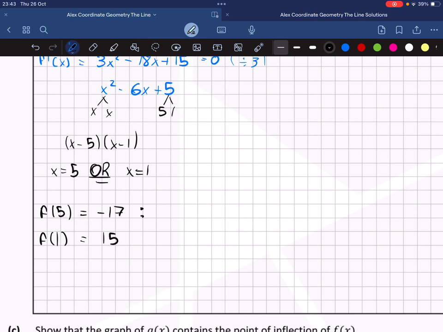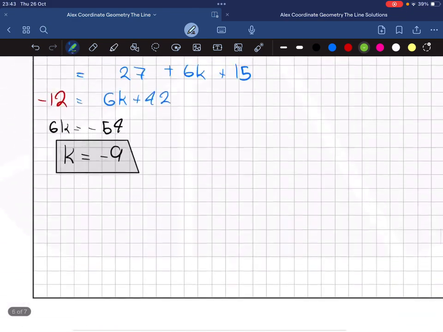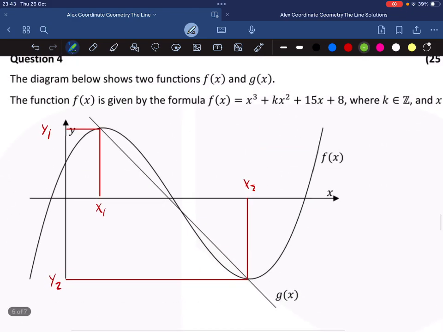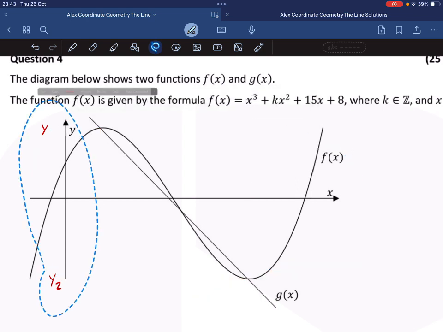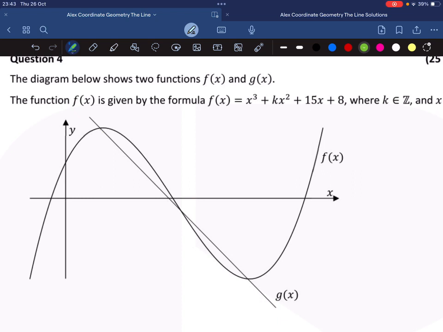In short, this leads us to find our 2 points. So we have 5, minus 17, and then we have 1, 15. Just going back up to the original graph, and remember those 2 points, I can look at the graph then, and I know that this point right here is going to equal 1, 15, and this one right here is going to equal 5 and minus 17. Now I just need to find the slope.